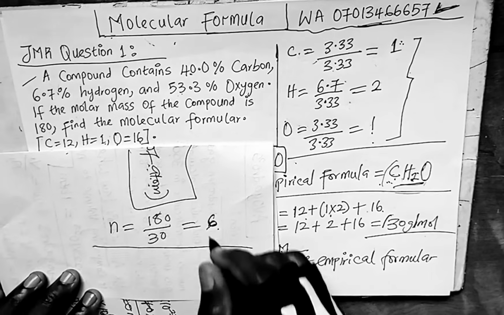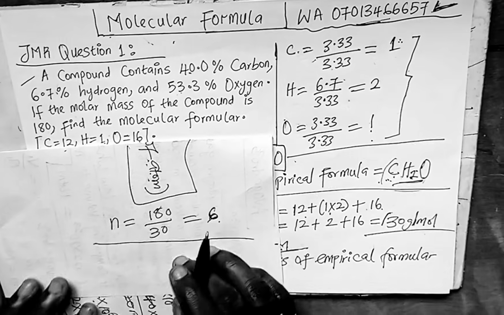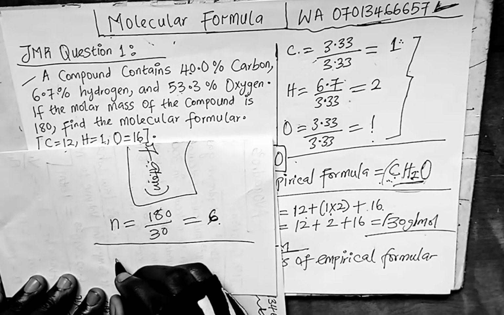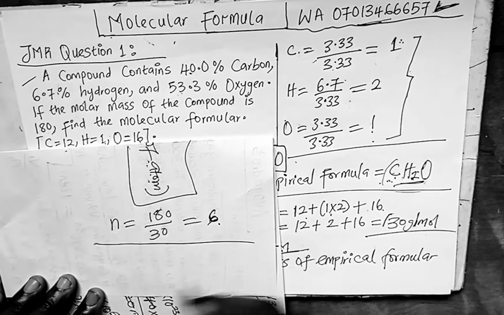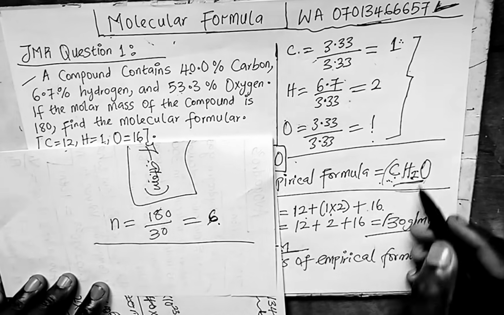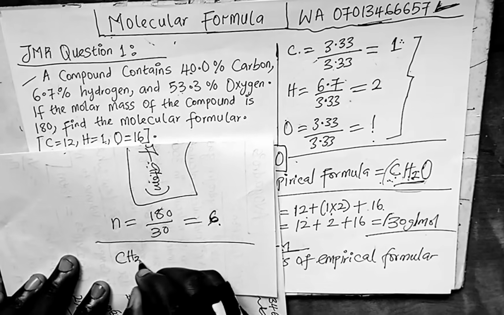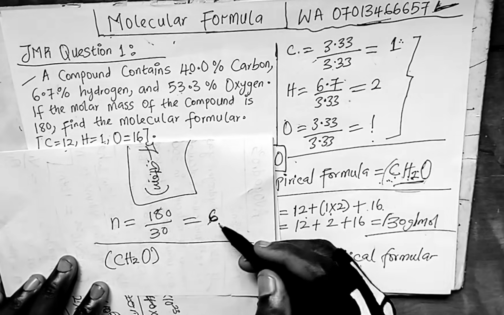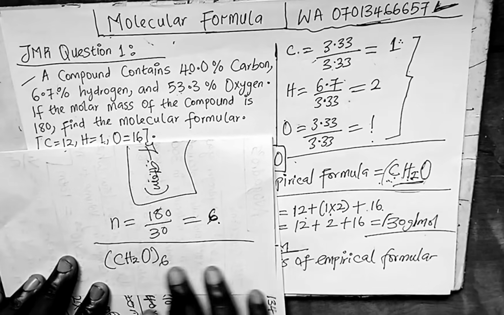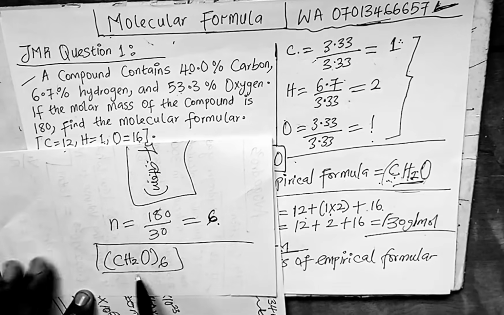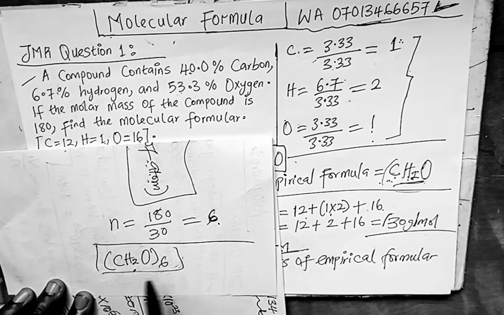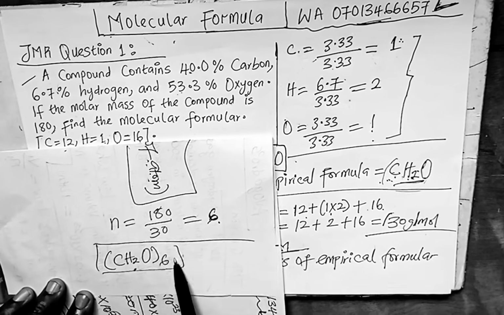So how are we going to use this number of mole to write the molecular formula? Very easy. Just put your empirical formula inside brackets and put the mole there. It will not be times the mole. So our empirical formula is CH2O. Put it inside brackets, then the number of mole, 6, here. So this is your molecular formula. If you want to expand this because it's compressed, it means 6 will multiply everything you have inside here one after the other.